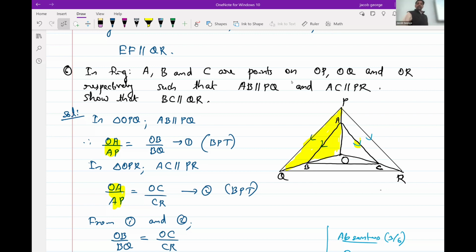Yes, second triangle. What is the second triangle? AC is parallel to PR. In which triangle? POR. Yes, POR. So there I applied like this. OA by AP is equal to OC by CR. This is the equation number 2 by basic proportionality theorem. Again, we got an equal part. What is that? OA by AP. So we can equate the other two. OB by BQ is equal to OC by CR. Then by converse of BPT, what can you write? BC is parallel to QR. So all these are similar questions.